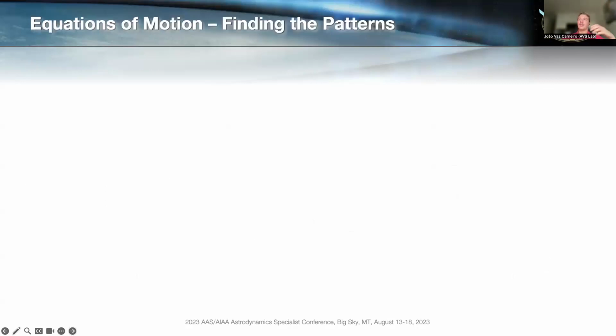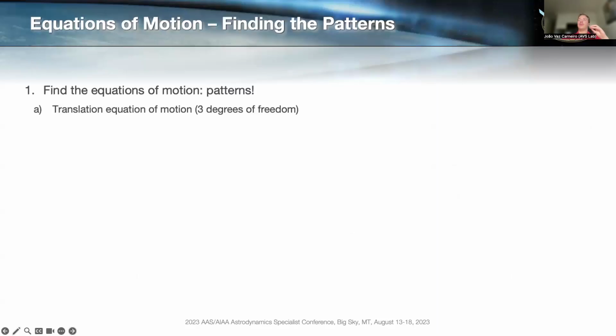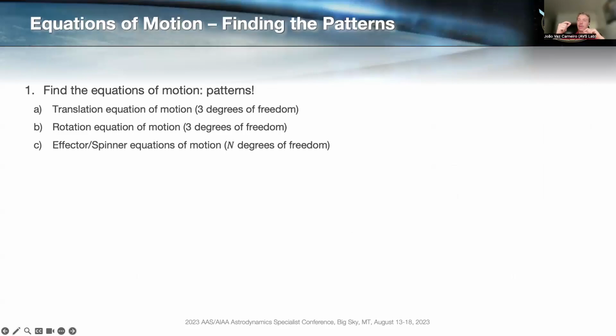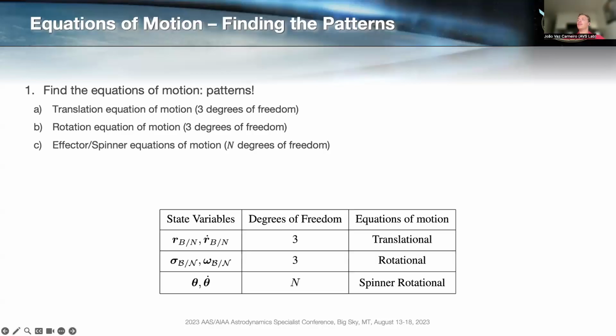Let's do that. And so here the trick again really is to find those patterns. So we start off with the translation equations of motion. That knocks down 3 degrees of freedom. The rotation equations of motion also knock down 3 degrees of freedom. And then we need an effector or spinor equation of motion for each of the degrees of freedom. And so if we have a chain of n bodies, then we need n equations to solve for those n degrees of freedom. And this table just shows what our state variables are, the associated degrees of freedom, and what equation of motion solves for those. Now, this is perhaps overly simplified.